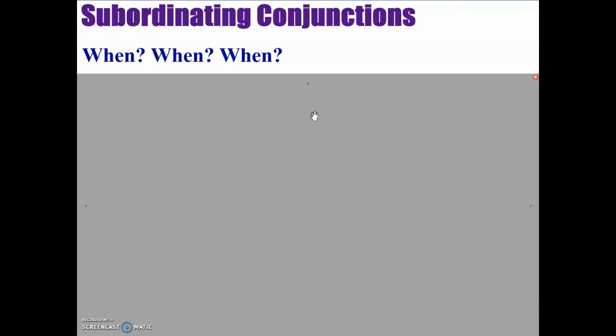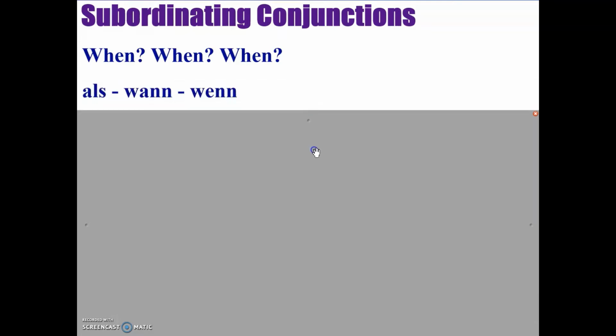In those tables, you might have noticed 3 different words that meant when. So let's talk about when, and when. Or, in German, als, wann, and wenn. These 3 words are not interchangeable, and it is important to learn right away when to use als, when to use wann, and when to use wenn. Wann you've seen since German 1, the other 2 are new.